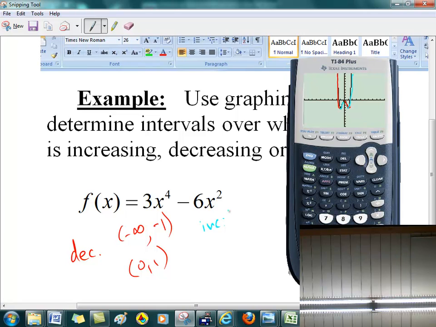What's the x value here? 1. What's the x value way out there? Infinity. So it's increasing from 1 to infinity, and also from -1 to 0.